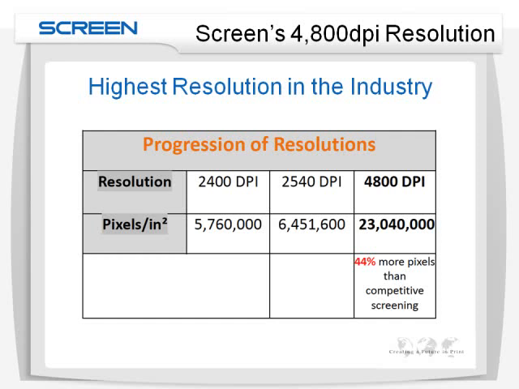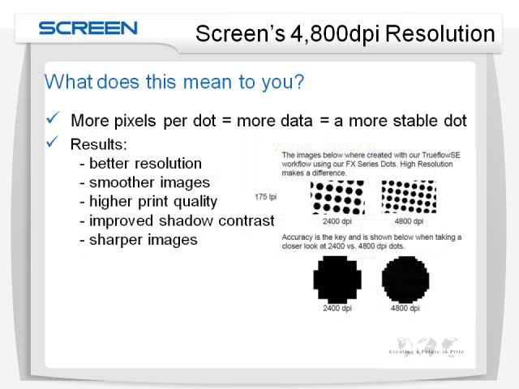4800 dpi mathematically comes out to 23,040,040 pixels of data per square inch per dot. That's 44% more pixels than any screening available in the market today. What does all this mean?